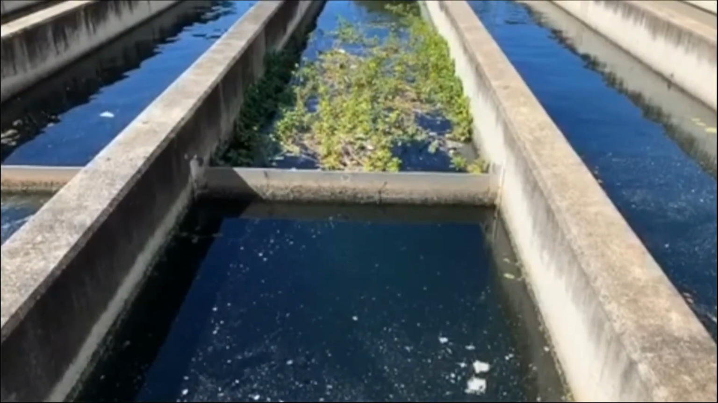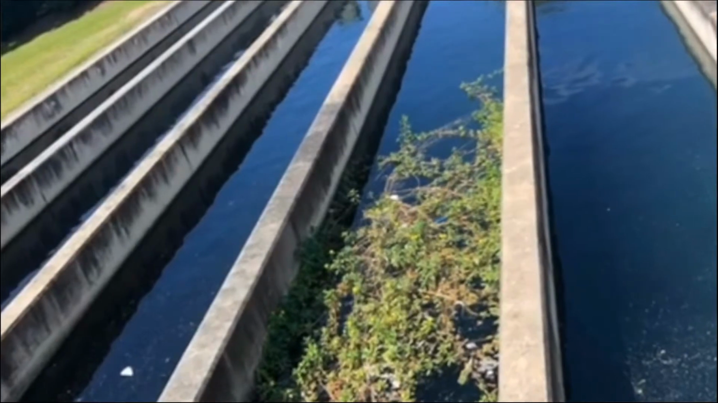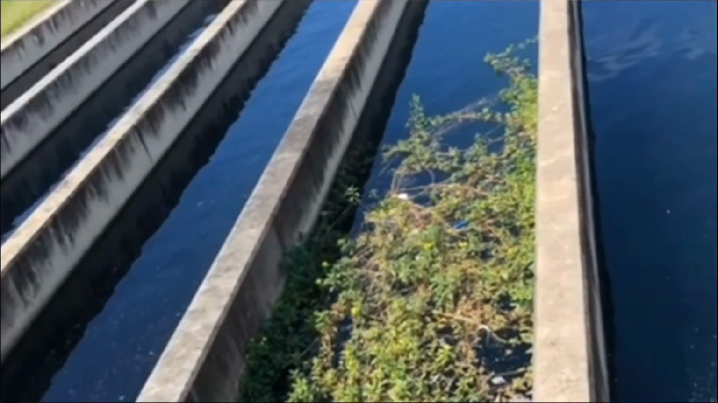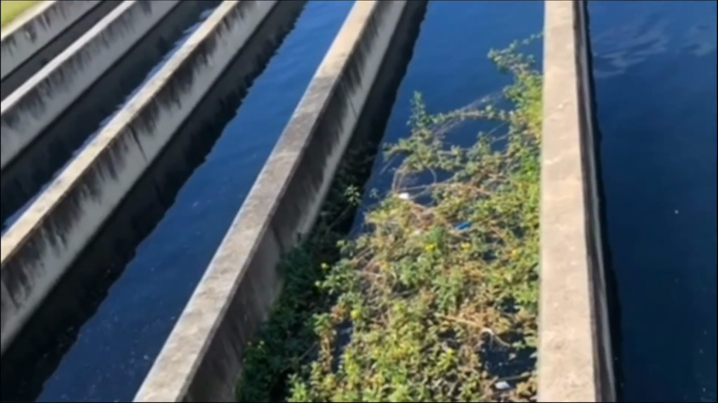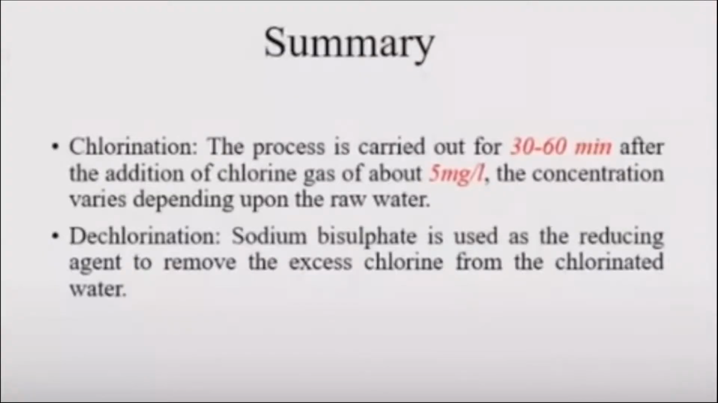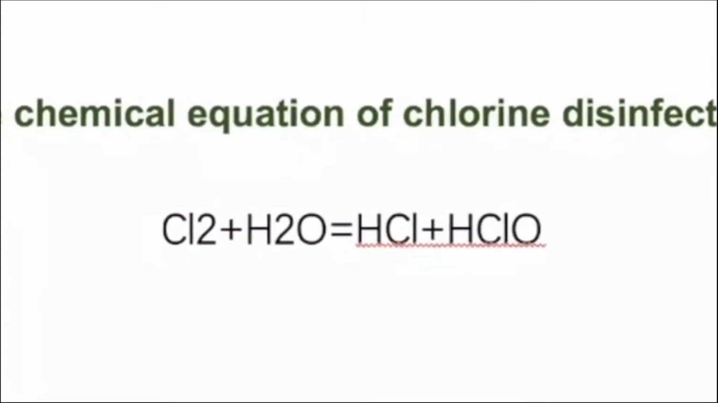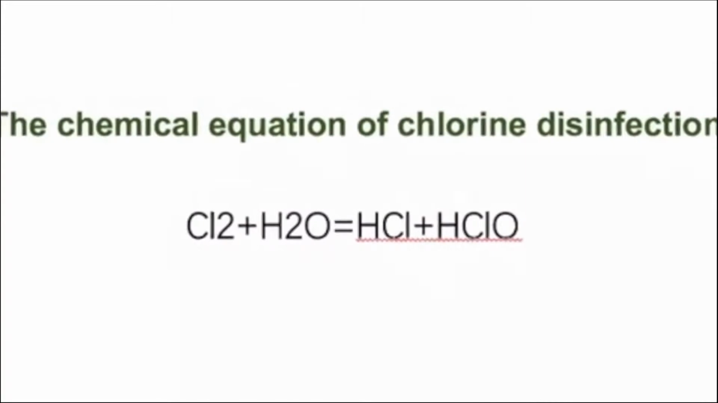The reason why hypochlorous acid is not used directly for disinfection is that hypochlorous acid has high cost, is easy to decompose, is difficult to perceive, and has greater toxicity. Chlorine disinfection can balance the dissolution, deposition, and synthesis of hypochlorous acid in water. Finally, sodium bisulfite was used as a reducing agent to remove the excess chlorine in chlorinated water. This is the chemical equation for chlorine disinfection.